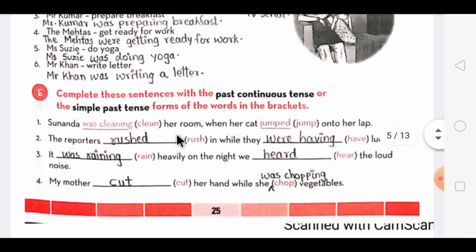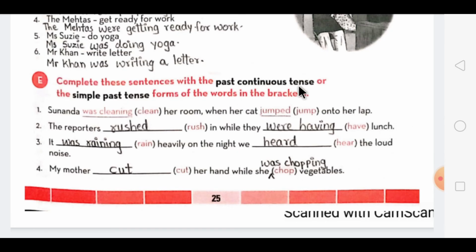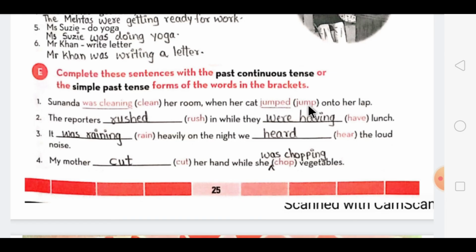Now in the next exercise dear students, you have to use past continuous tense and simple past tense. As I have explained you earlier, in that if the action is going on for a longer period in the past, you will use past continuous tense, and if it is going on for a shorter period, you will use simple past tense. Now see the first one, Sunanda was cleaning her room. In this the action is continuing for a longer time, that time we are using past continuous tense. And the next, when her cat jumped onto her lap, this is a shorter action, so we used simple past, that is V2 form of the word. Now the second one is the reporters rushed, means this is a shorter action, so we used V2 form. In while they were having lunch, this is the longer action, so we are using past continuous tense.